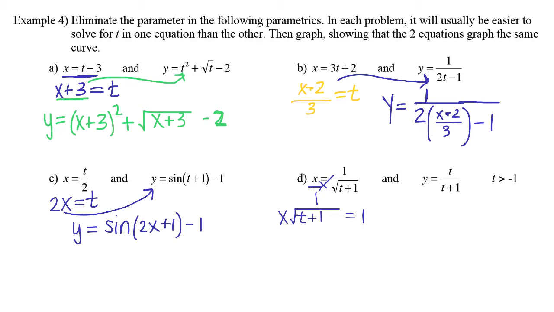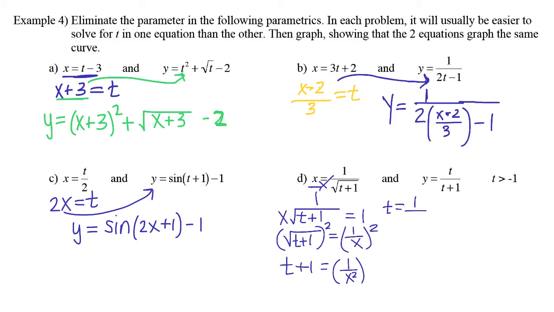And again, I'm trying to solve for t, so I'm going to divide both sides by x. So I have the square root of t plus 1 equals 1 over x. And then I'm going to go through and square both sides. So if I square both sides, I get t plus 1 equals 1 over x squared. Because if I square 1, I still just have 1. And then I'm going to subtract my 1 over. So I have t equals 1 over x squared minus 1.